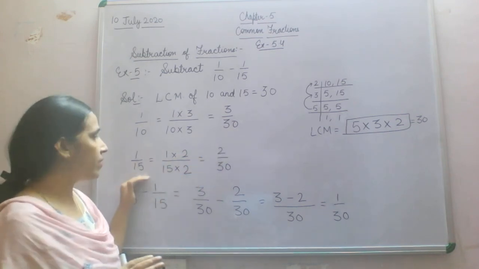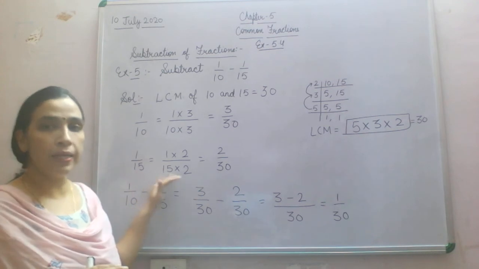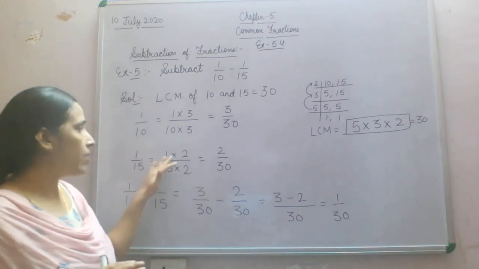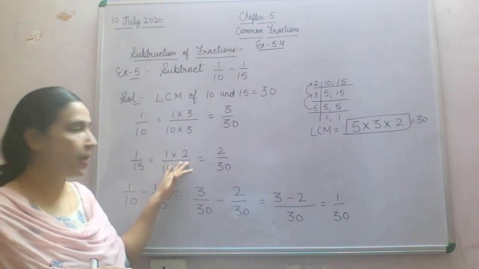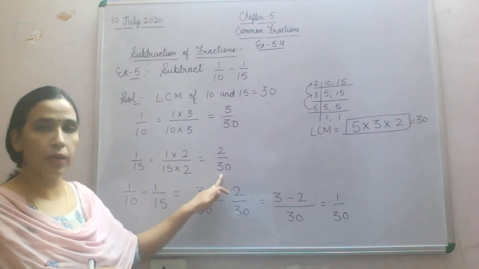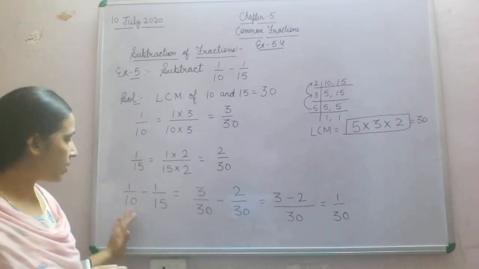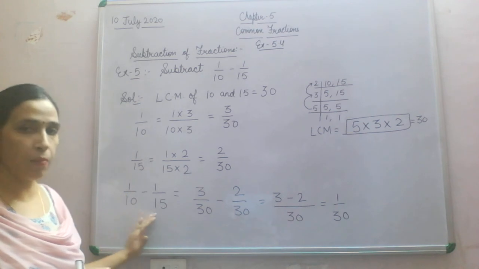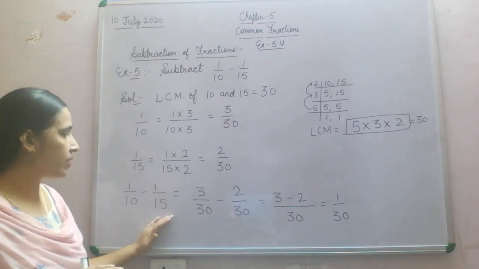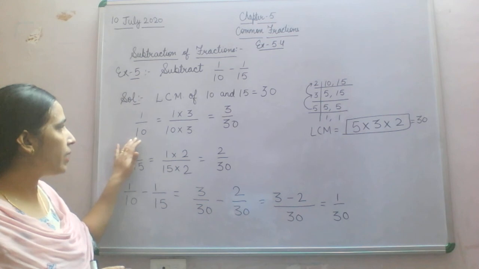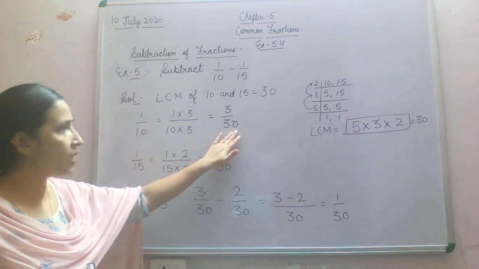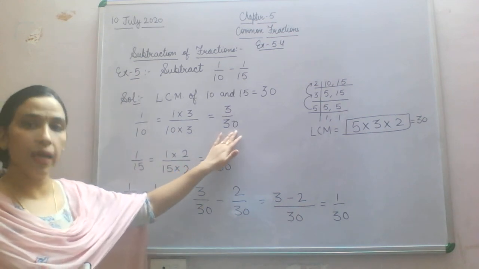Next 1 by 15. Now 15 will be multiplied by 2. Similarly the numerator will also be multiplied by 2. So you will get 2 by 30. Now we'll do the subtraction here. 1 by 10 minus 1 by 15. Now instead of 1 by 10 we can write 3 by 30 because we have converted into like fractions.